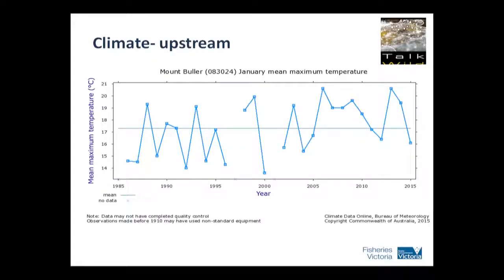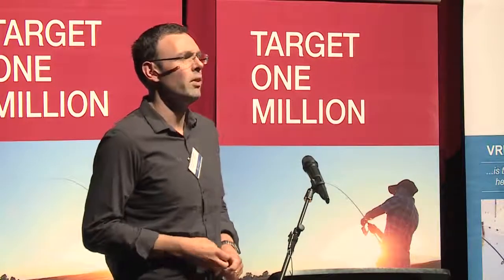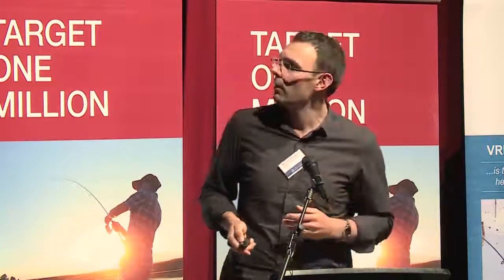What's happening in the weather? This is air temperature data from Mount Buller. So this is up on the top of the catchment. And we've got 30 years of data here, and we've got the mean maximum January temperature. How hot does it get in summer? This is when we're all out enjoying our nice fishing on our summer holidays, but this is also the hottest period of the year. So how hot does it get?